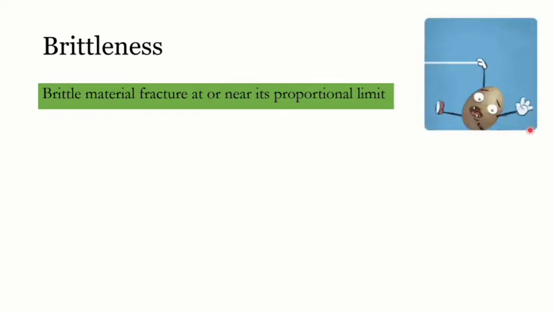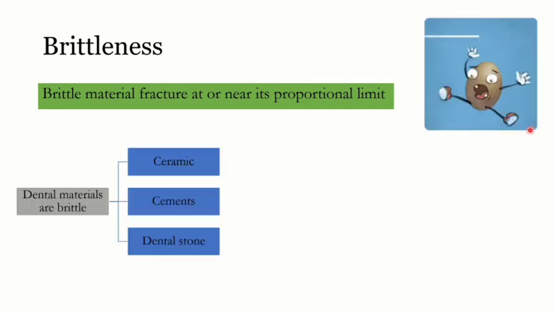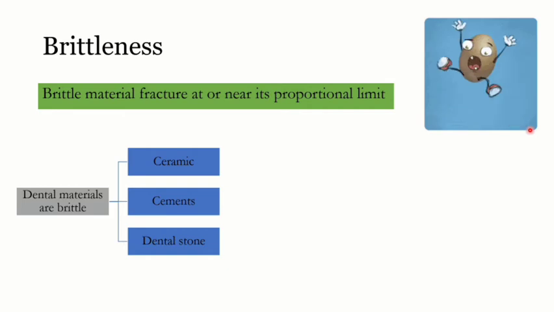Now brittleness again is opposite to that of toughness. So a brittle material will fracture at or near its proportional limit. That is, it tends to fracture at a point before the stress and strain become non-proportional. Though these materials have strength, they may fracture easily. Now what is the significance is that ceramic, porcelain, cement or dental stones, these materials may have toughness or may be strong but are brittle in nature. So we should know the point at which they fracture so that we can easily manipulate it.